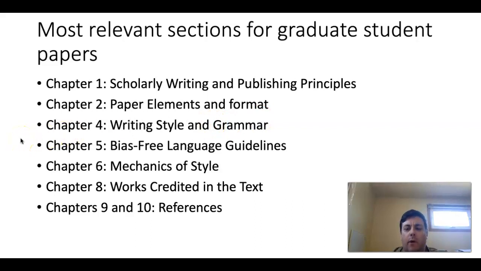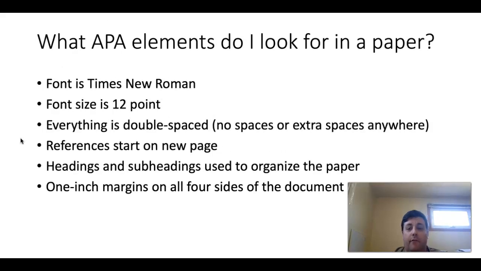So the most relevant sections for graduate student papers are chapters 1, 2, 4, 5, 6, 8, 9, and 10. Now, not everything in those chapters is relevant, and you'll be reading some of these chapters as part of the reading for our course, so that you're familiar with it. But in general, these are the chapters with which it would be good to be familiar.